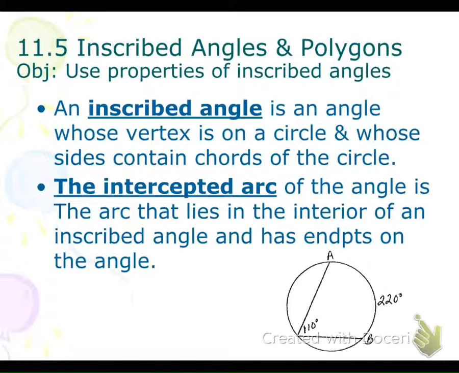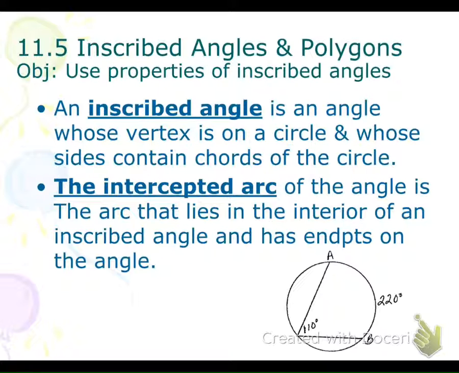Okay, so 11.5. We're learning about inscribed angles and polygons. Today's objective was to use properties of inscribed angles. We have the definition of an inscribed angle. An inscribed angle is an angle whose vertex is on the circle. See it right here. And then whose sides are chords in the circle. We know that chords have the two endpoints on the circle.